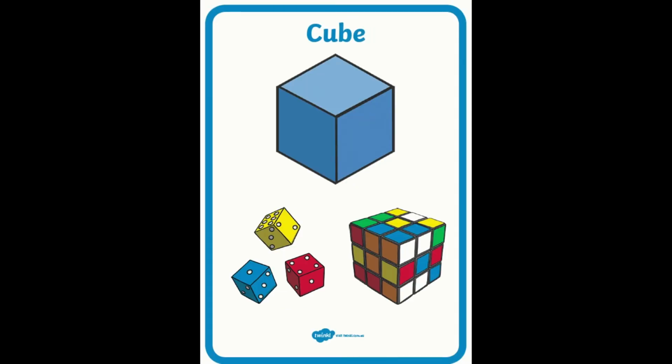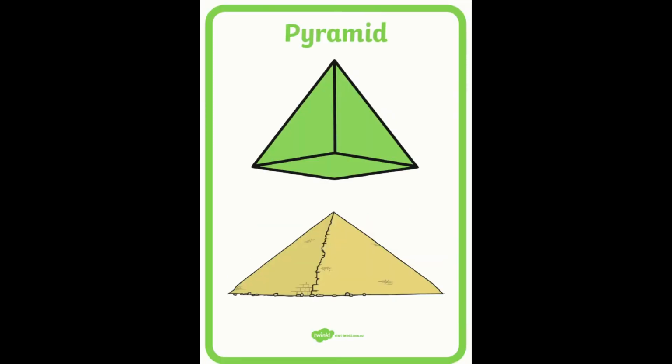A cube. Cube is made of squares, and what does it look like? A dice and a cube that you play with, the puzzle. It's also called cube, isn't it? Okay, next one. Pyramid. It looks like a pyramid that you can see in Egypt.